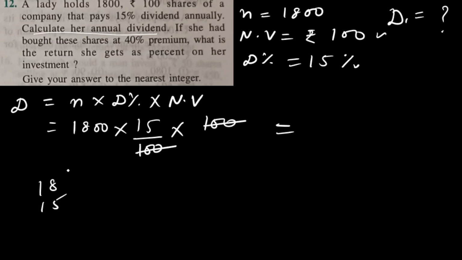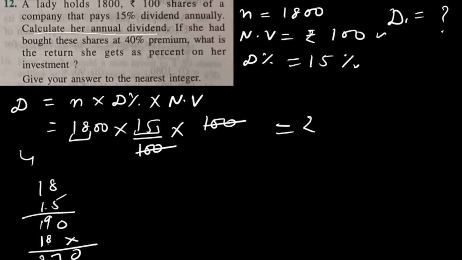So 18 into 15 will multiply, then we will write two zeros. Don't multiply 1800 with 15. So 5 into 8 is 40, 4 carry over, 5 into 1 is 5, plus 4 is 9, 1 into 5 is 5, 1 into 1 is 1, so 270. So this is equal to 270. Two more zeros we have to write. So dividend earned is 27,000.